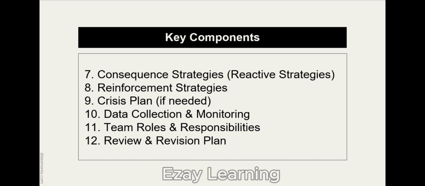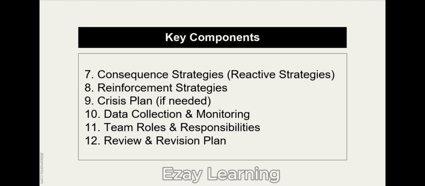Then there are also consequence strategies, which are also known as reactive strategies. These are the responses to the behavior to increase appropriate behavior and reduce problem behavior. These could include reinforcement, redirection, planned ignoring, and all that. Then the BIP also includes reinforcement strategies, positive reinforcement techniques to strengthen desired behavior like a token system, praise, preferred activities, etc. And then a crisis plan if needed.